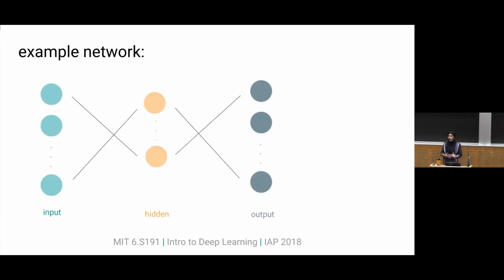OK, so a recurrent neural network is architected in the same way as a normal neural network. We have some inputs, we have some hidden layers, and we have some outputs. The only difference is that each hidden unit is doing a slightly different function. So let's take a look at this one hidden unit to see exactly what it's doing.